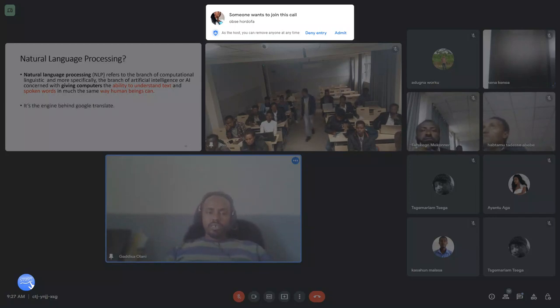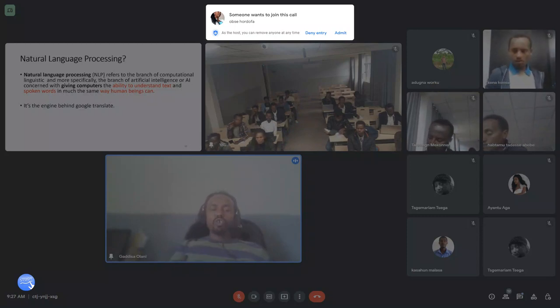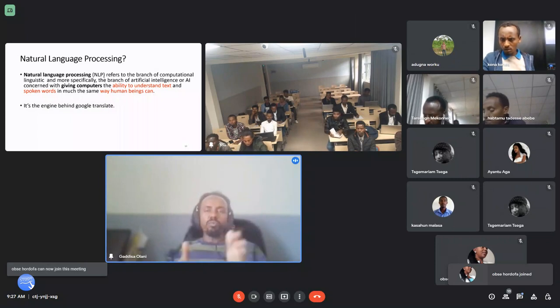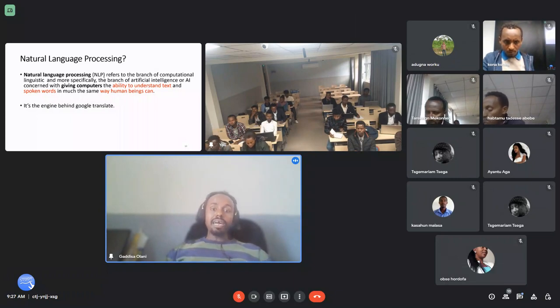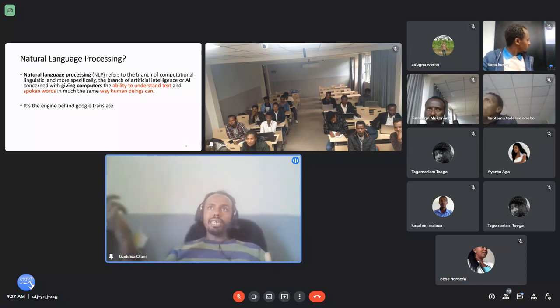Okay, so the typical example that I may raise for you is Google Translate. You are very familiar with Google Translate, and you can provide some text in one language and it will automatically do the translation into another language, from Amharic to Afaan Oromo, or English to Afaan Oromo, or vice versa. This is a typical application of natural language processing, because if we provide the input data as English, the computer is processing this input and it's going to generate the corresponding translation in Afaan Oromo.